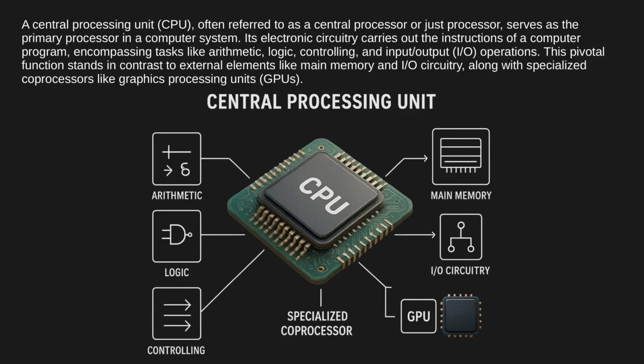A central processing unit, CPU, often referred to as a central processor or just processor, serves as the primary processor in a computer system. Its electronic circuitry carries out the instructions of a computer program, encompassing tasks like arithmetic, logic, controlling, and input-output (I/O) operations. This pivotal function stands in contrast to external elements like main memory and I/O circuitry, along with specialized coprocessors like graphics processing units, GPUs.